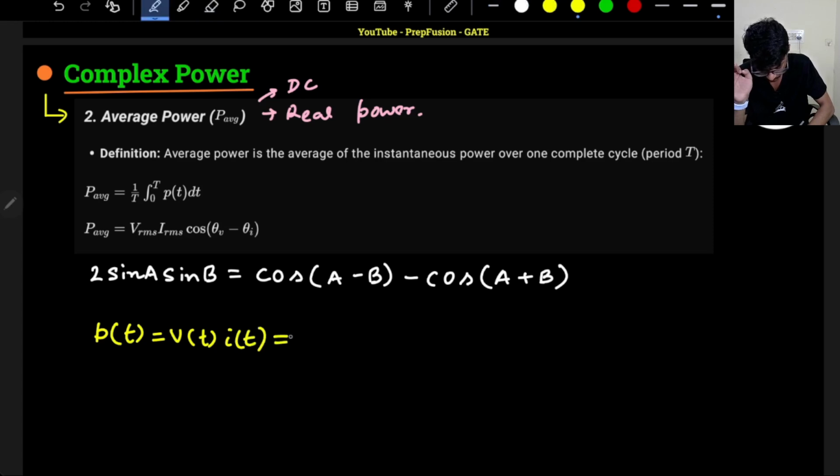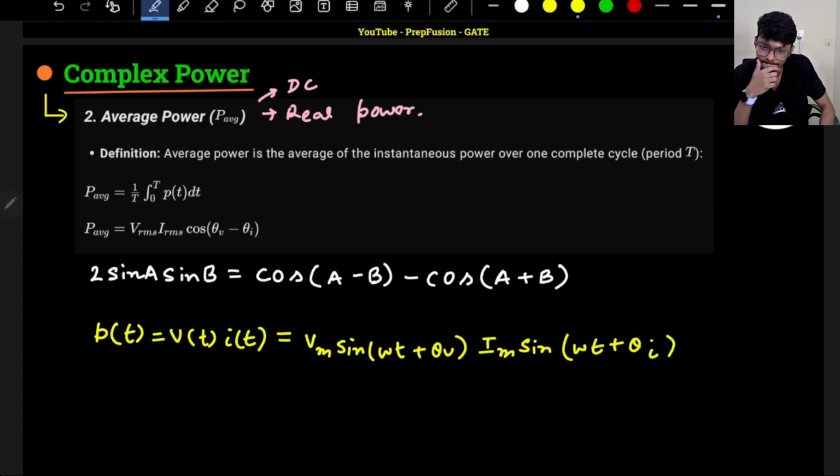Okay, V(t) into I(t). What is V(t)? V(t) is Vm sine(omega t plus theta V). And what is I(t)? It is Im sine(omega t plus theta I). Okay, so we will use this identity. So this will be my sine A and this will be my B.